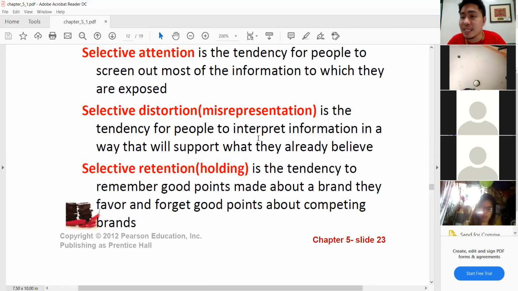This is the kind of behavior that the Dilawans and the DDS have. So we call it selective distortion. And this kind of impression is bound to encourage belief in fake news, because we only believe what we believe is true and not what actually is true. And we have selective retention, so we only remember the good points and we forget the other points that do not matter. So it's selective retention.